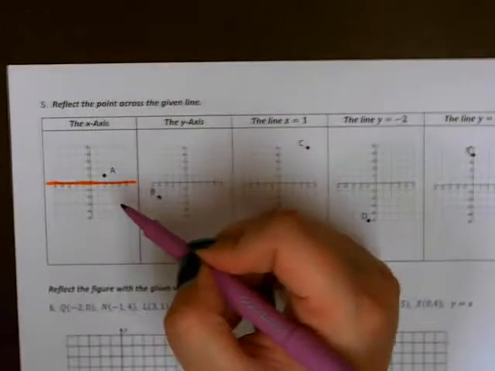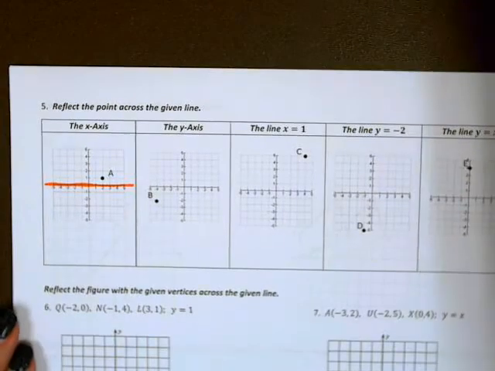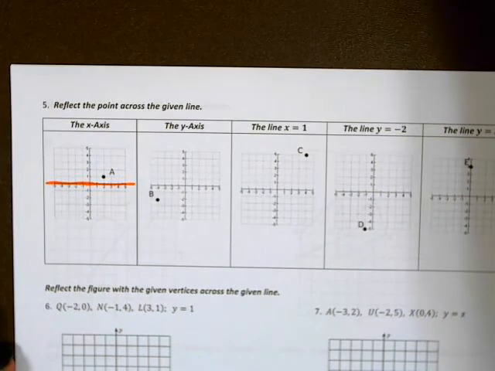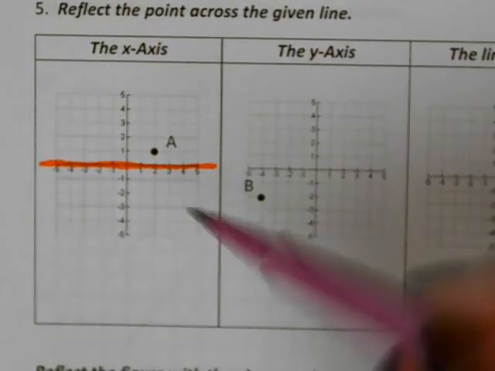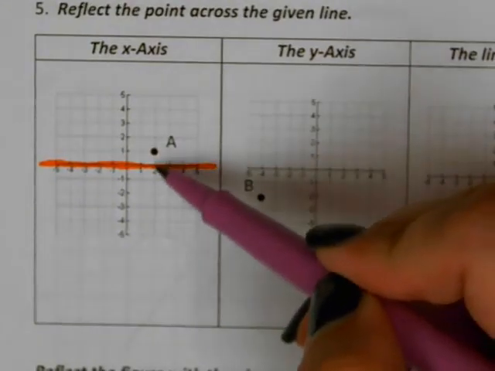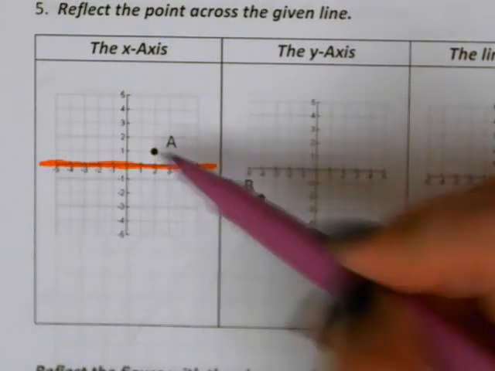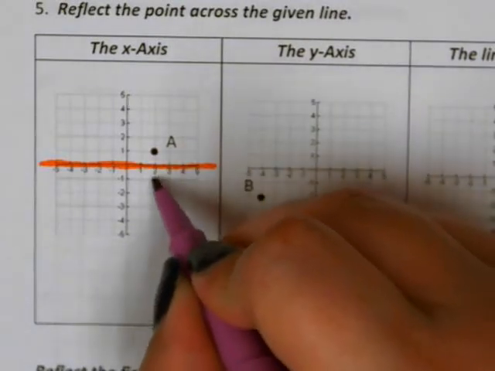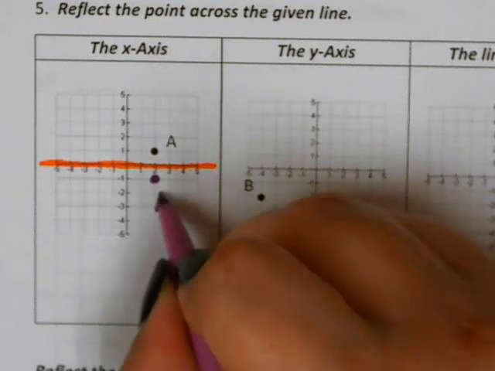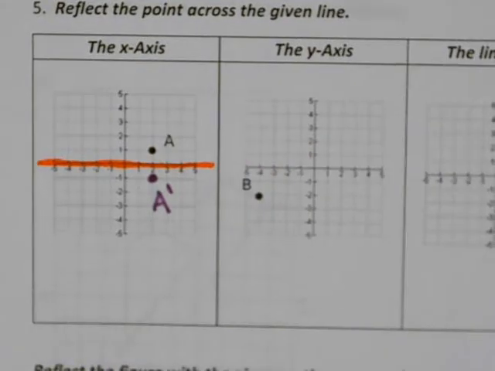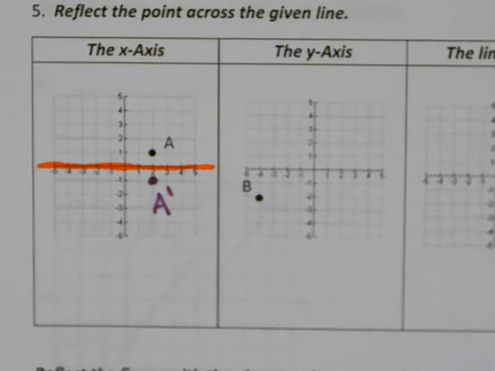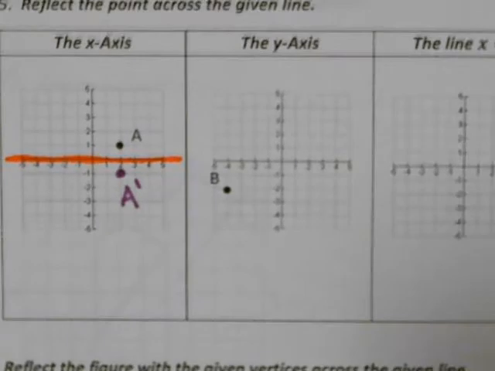So point A is 1 point above. I'm going to zoom in actually. Okay, so here is point A. We are 1 unit above the line, so all I'm going to do is take it and reflect it 1 unit below the line. Then I'm going to label it with my prime notation. So that is now A prime. Pretty easy.